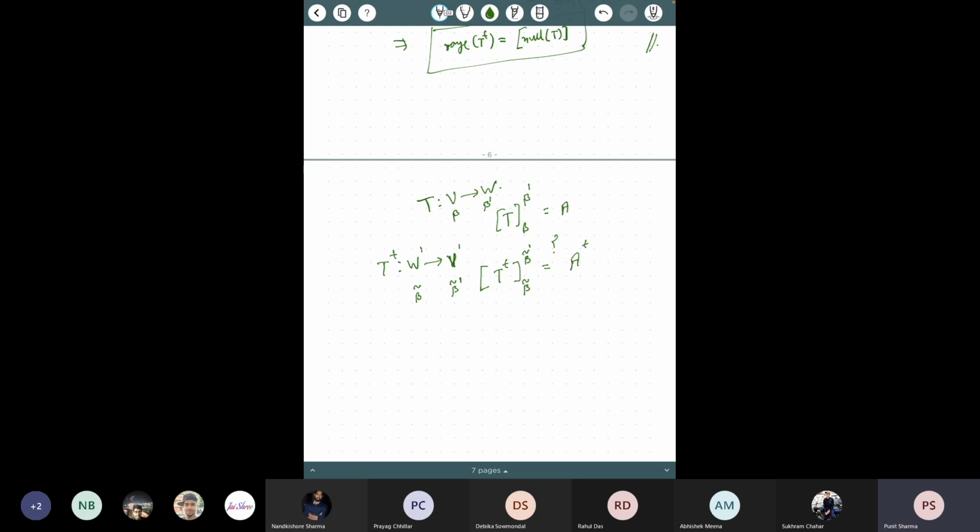Now, can you also guess what basis I should choose for this W dash and V dash? I am given bases B and B dash. Of course, we will see the details, but just to guess: I am given bases for V and W, and I need a basis for W dash and V dash. Can I somehow use these bases to find bases for W dash and V dash?